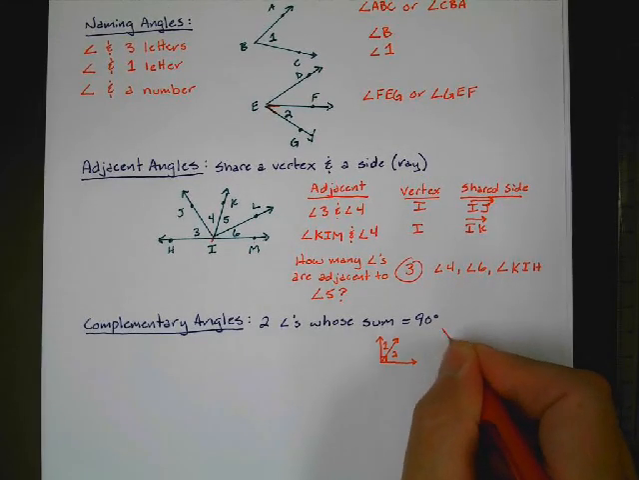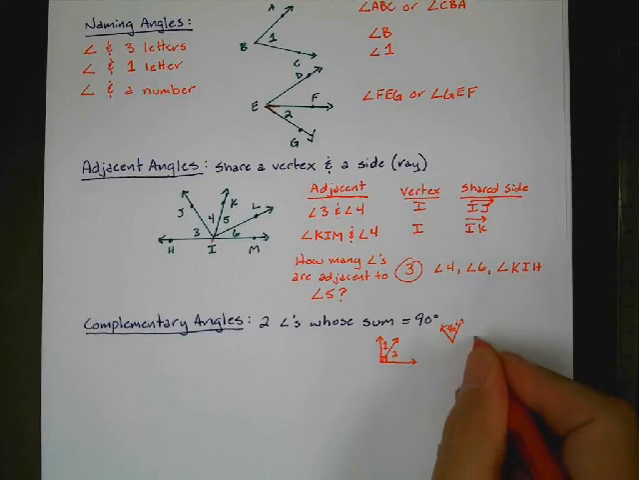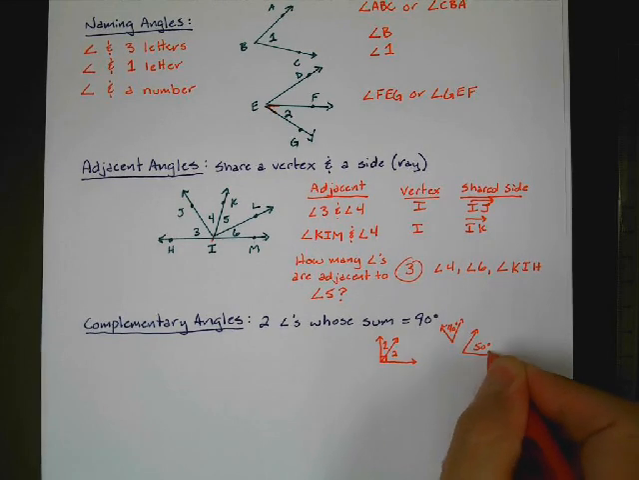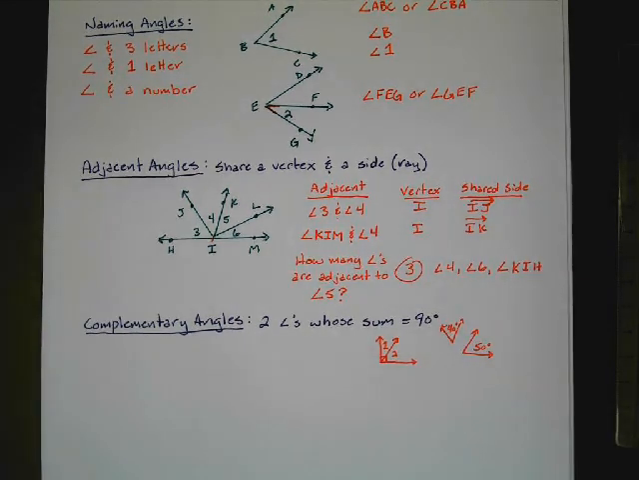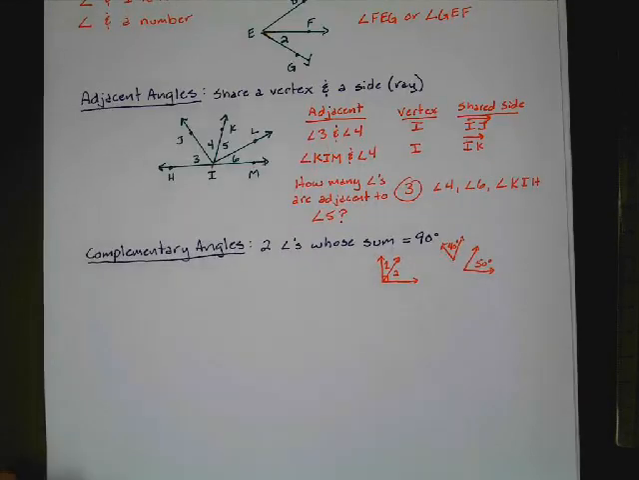Let's say I had an angle over here that was 40 degrees, and then I had another angle over here that was 50 degrees. Even though these angles are not adjacent, they are still complementary. It just has to be any two angles that add up to 90 degrees. So those are complementary. Supplementary is next.